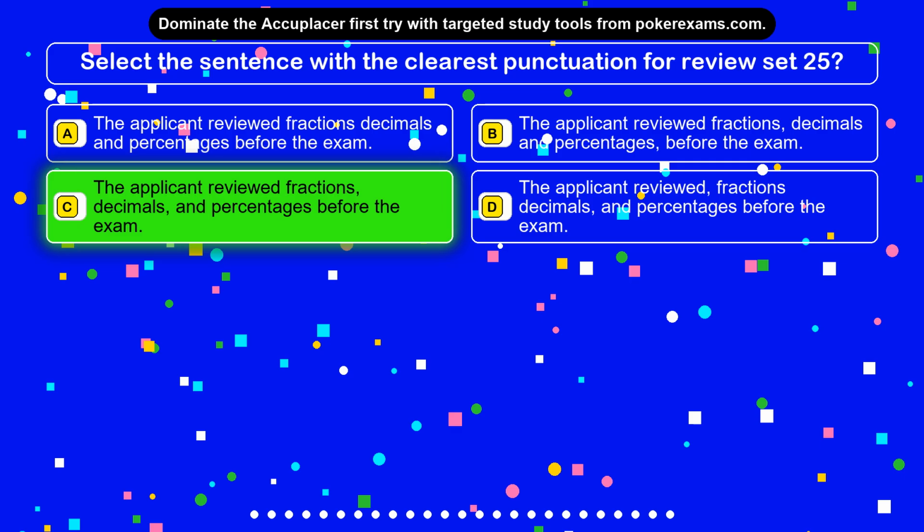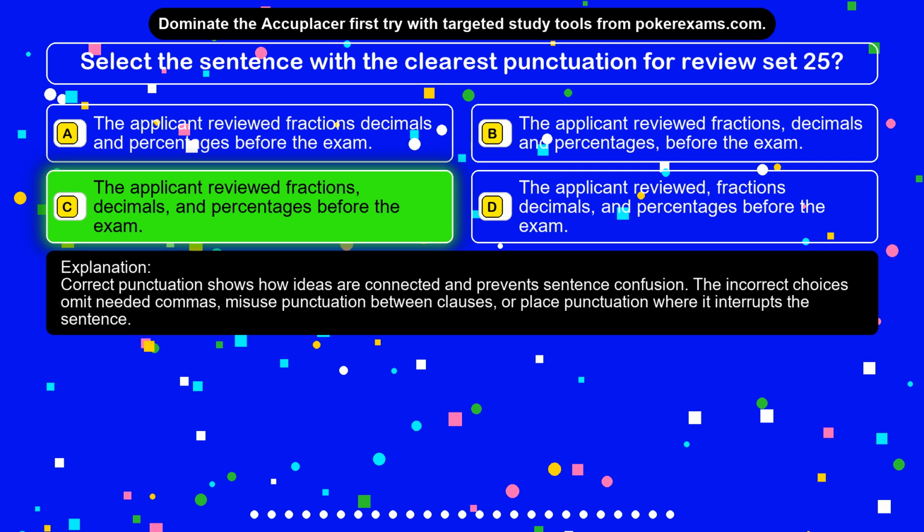The correct answer is option C. The applicant reviewed fractions, decimals, and percentages before the exam. Correct punctuation shows how ideas are connected and prevents sentence confusion. The incorrect choices omit needed commas, misuse punctuation between clauses, or place punctuation where it interrupts the sentence.